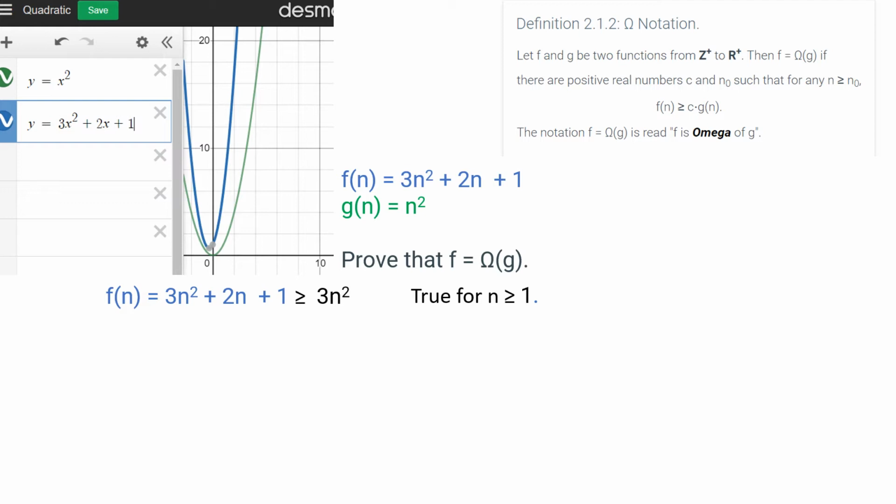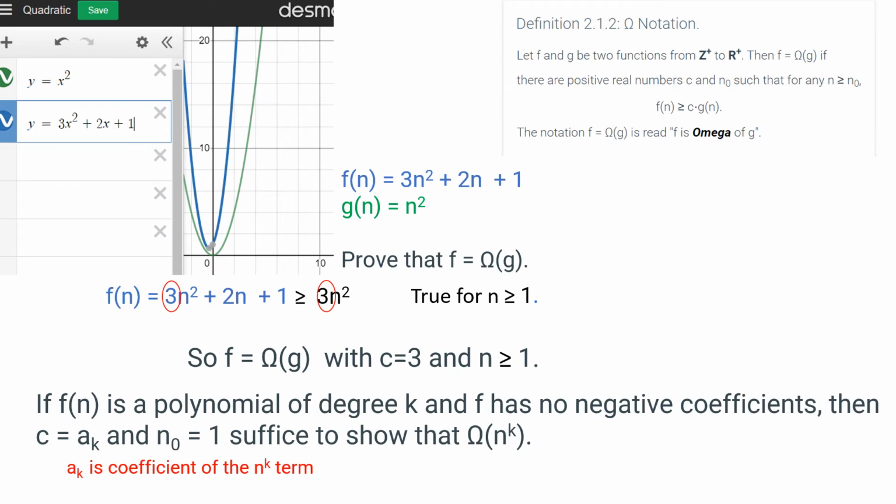And so we can say it's greater than or equal to 3n squared. But that is the very definition of f being omega of g, right? Because f is greater than or equal to a multiple of g for any n greater than a certain amount. And we saw that this is true for n greater than or equal to 1, so we can say that n naught would be 1 here.